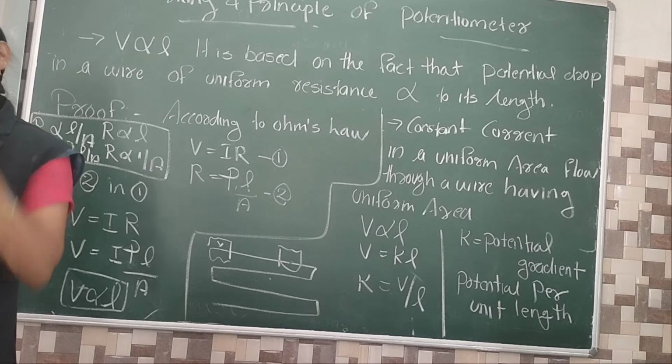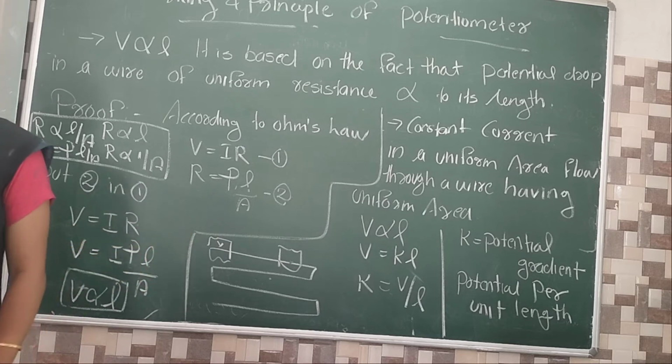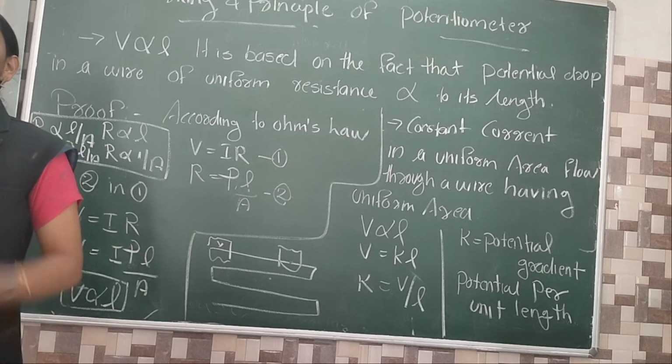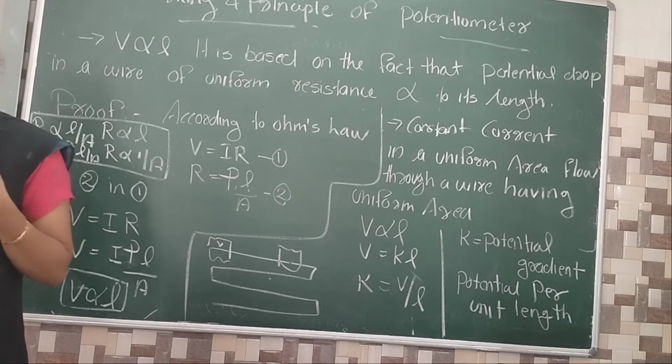You can get the potential of that particular area. Clear everyone? Okay, this is the basic principle of potentiometer. So what is the equation? V proportional to L. What is the V? Potential difference. What is the L? Length of the potentiometer. How many meters of length in the potentiometer wire? 10 meters. That's the reason we use such a long wire.